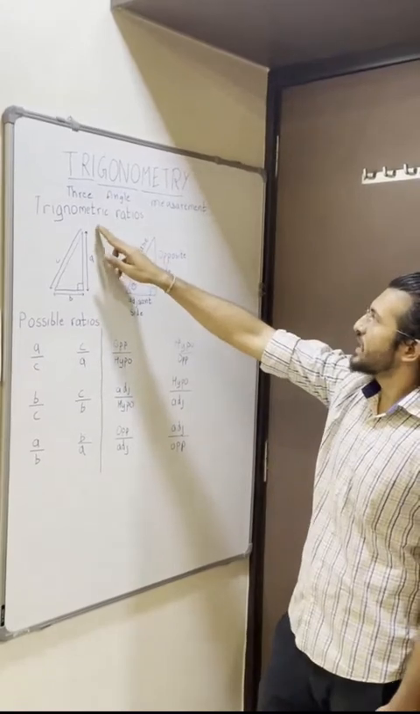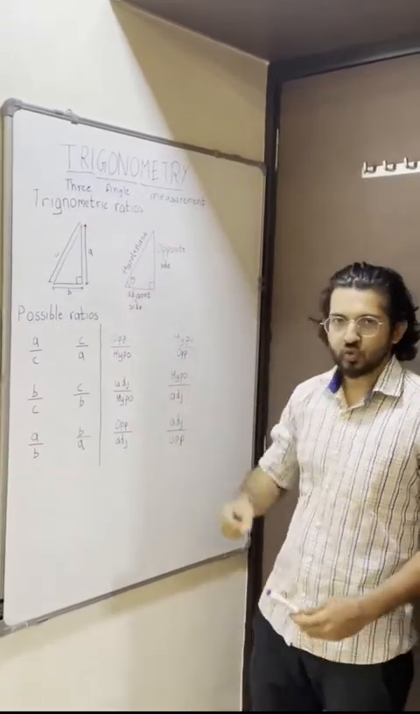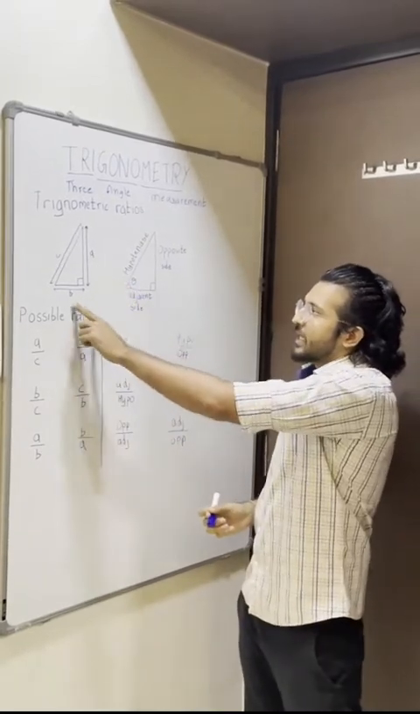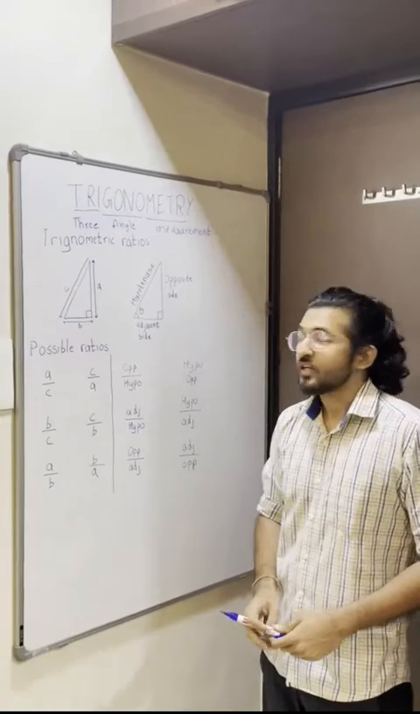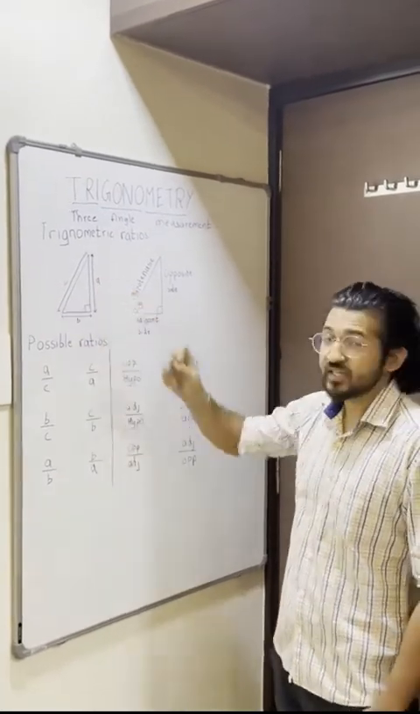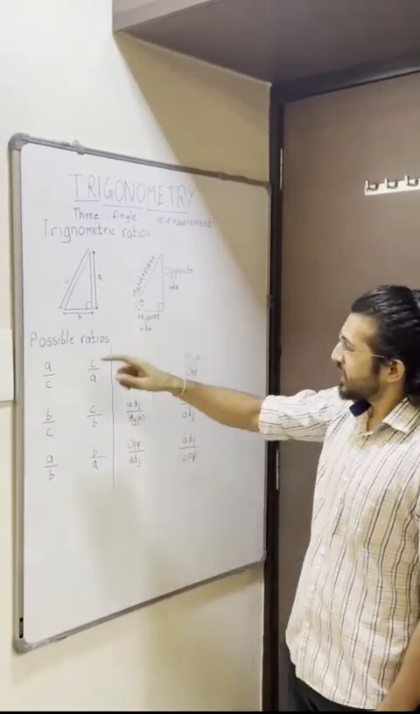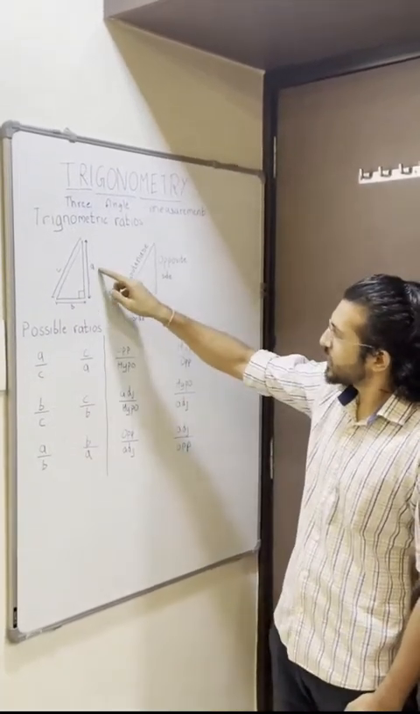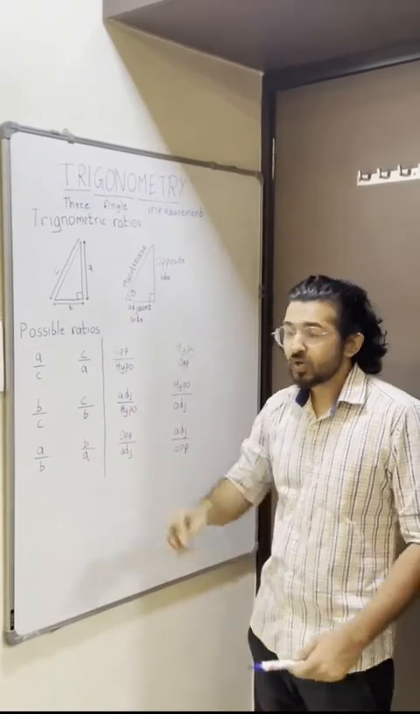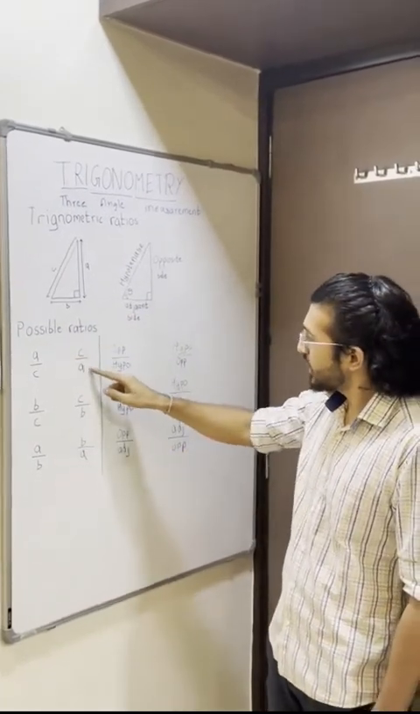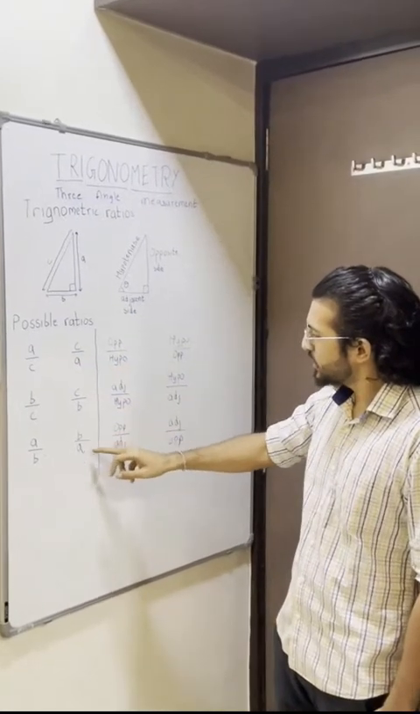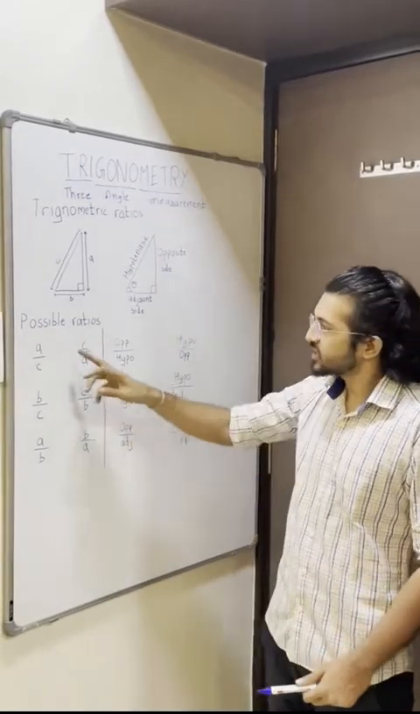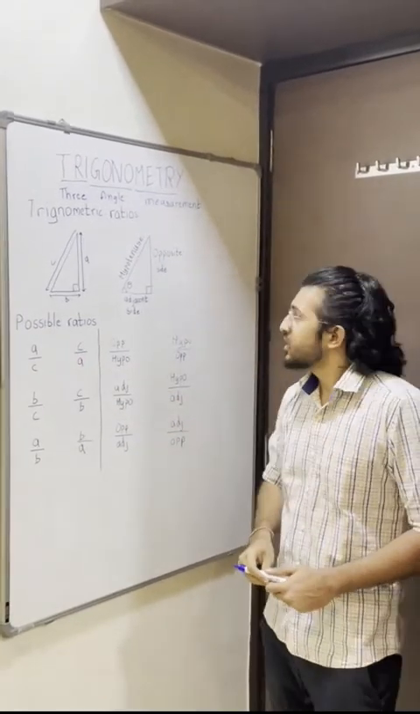Our first topic in trigonometry is trigonometric ratios. Now let us consider a right angle triangle with sides A, B, C. Now let's see the possible ratios there can be in this triangle. We can take A by C, we can take B by C, we can also take A by B. And the reciprocal of these ratios will be C by A, C by B and B by A. So we have covered all the possibilities. So in total there are 6 possible combinations, right?